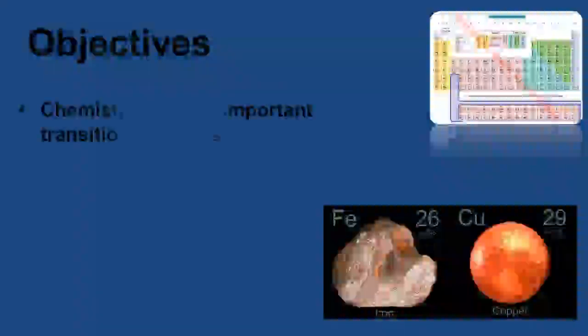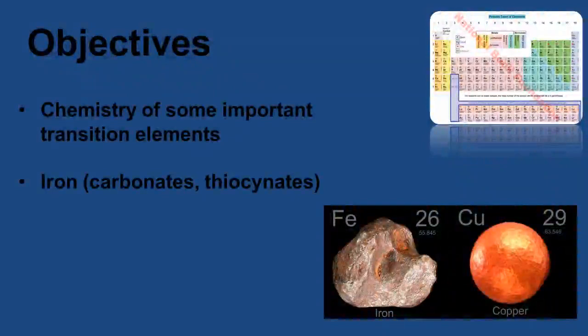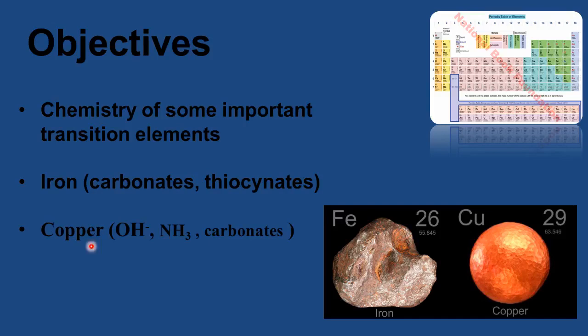The objectives of today's lecture will enable you to understand the chemistry of some important transition elements. We are going to study the chemical reactions of iron 2 and iron 3 ions with carbonates and thiocyanates, and after that we are going to cover the topic of copper. We are going to study the chemical reactions of copper ions with hydroxyl ions, ammonia and carbonates.